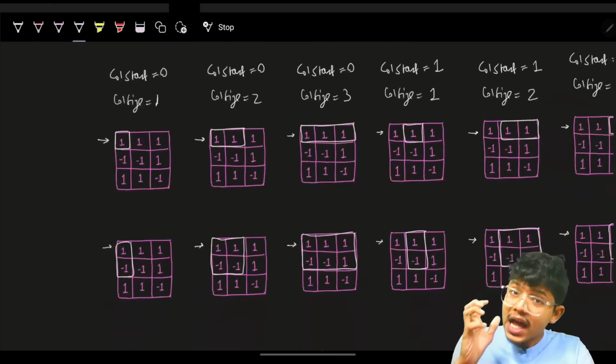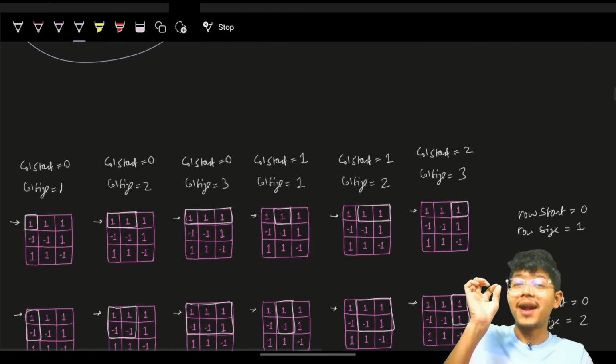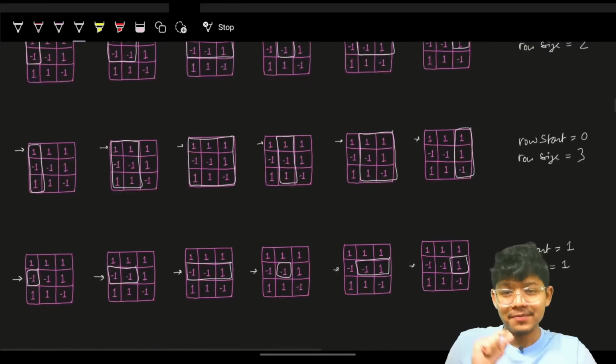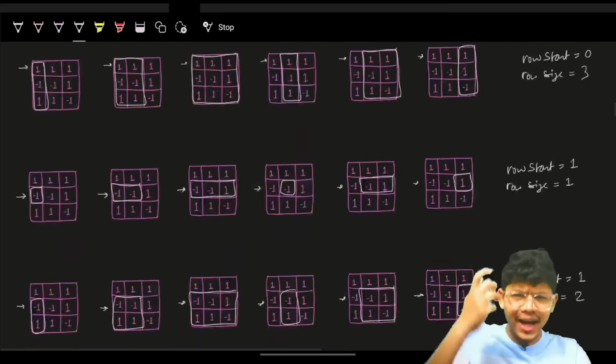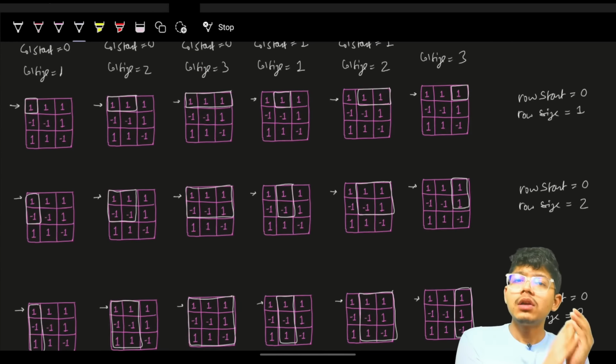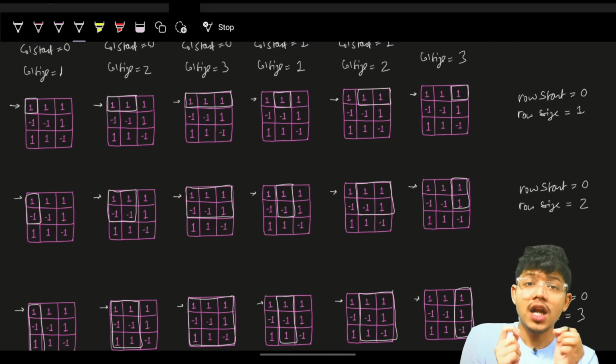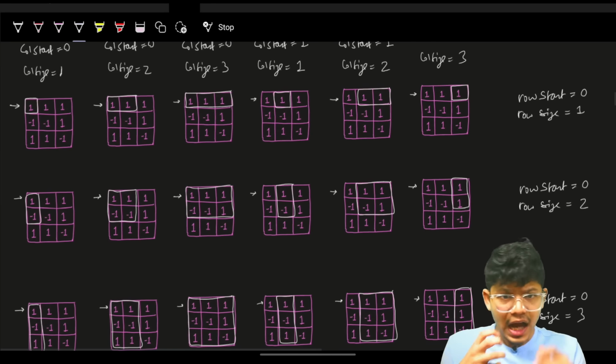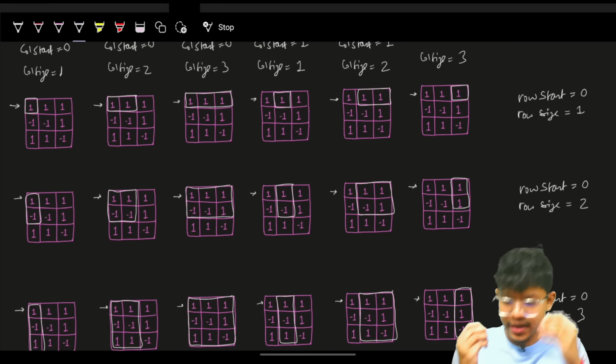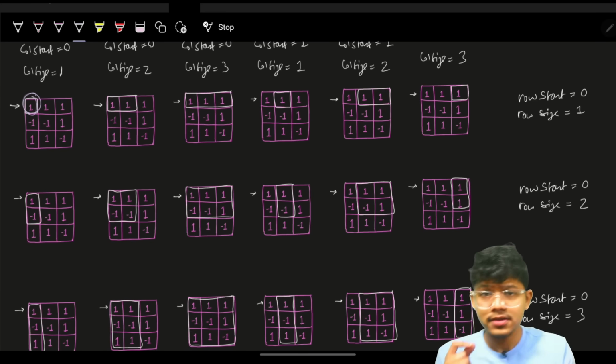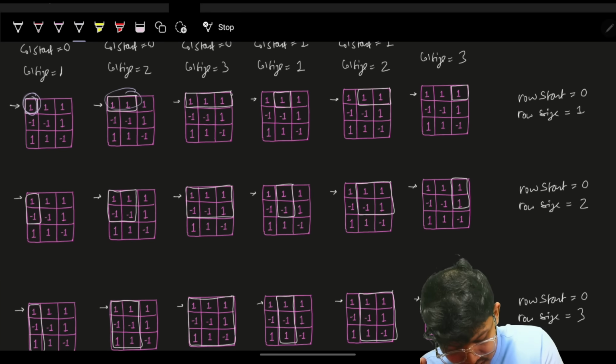Now I have to figure out all the submatrices formed. Whenever you are not able to do something, just start doing a dry run. So I will start plotting all the possible submatrices. One submatrix is just one cell, then 2 cells, then 3 cells.